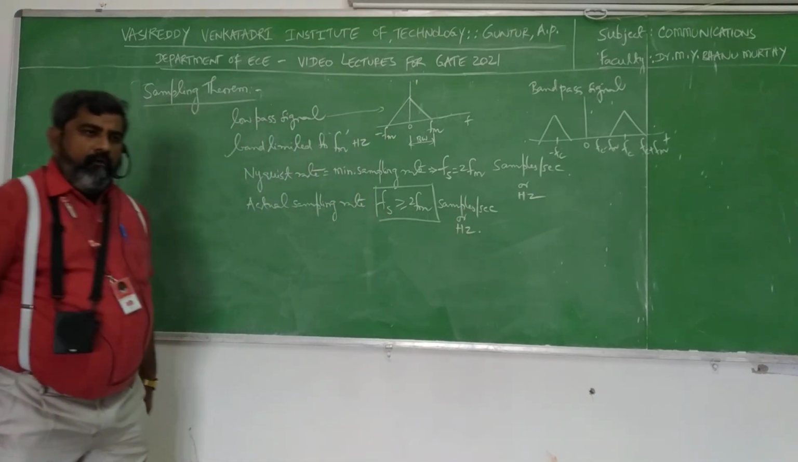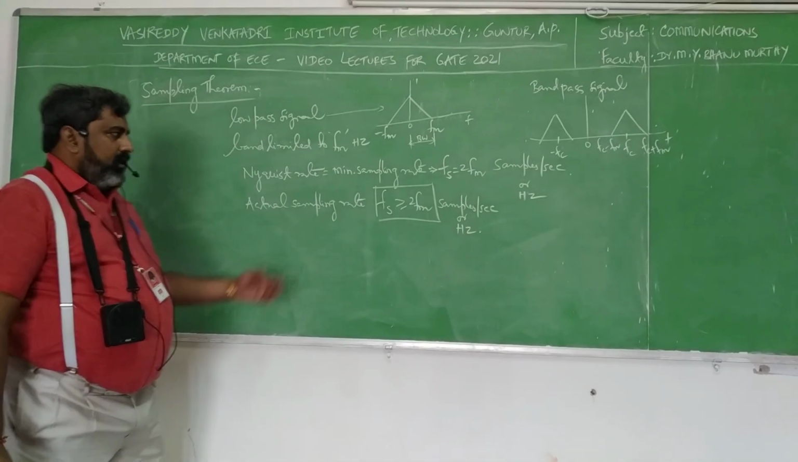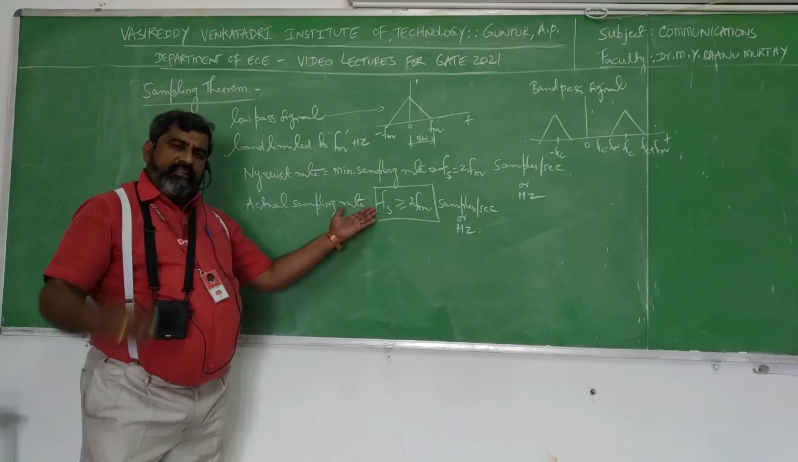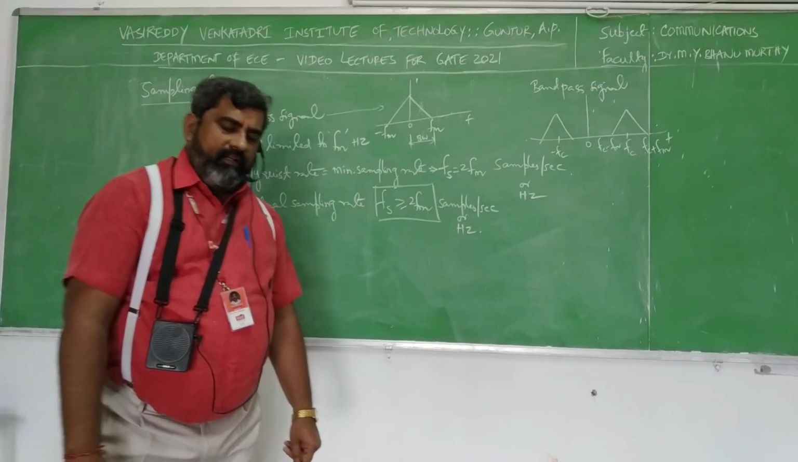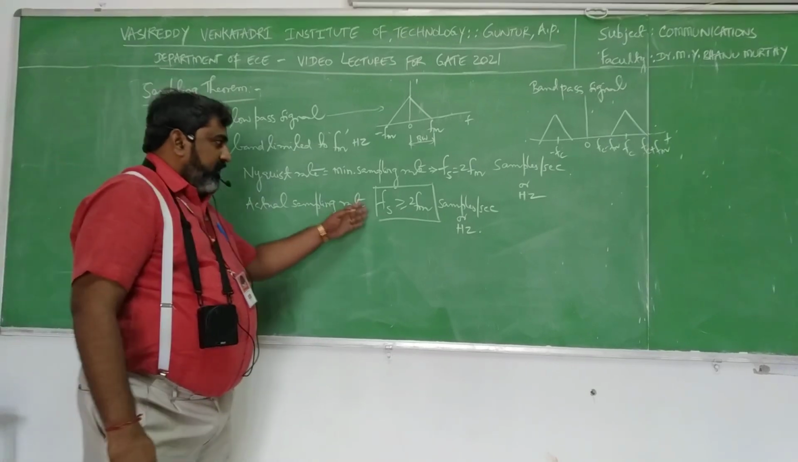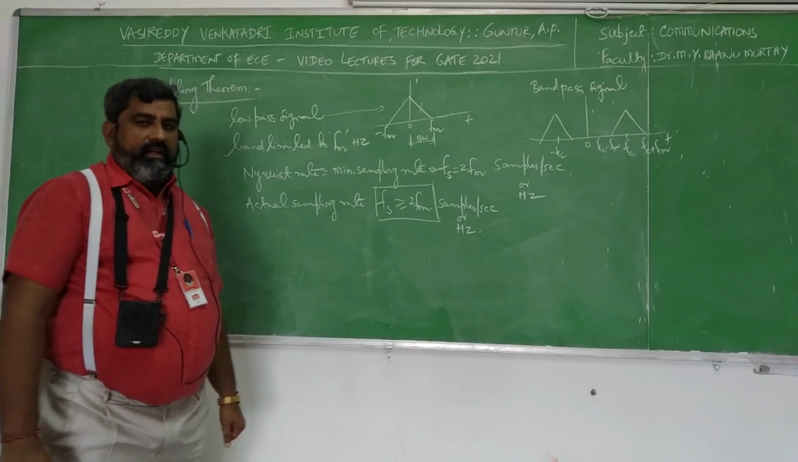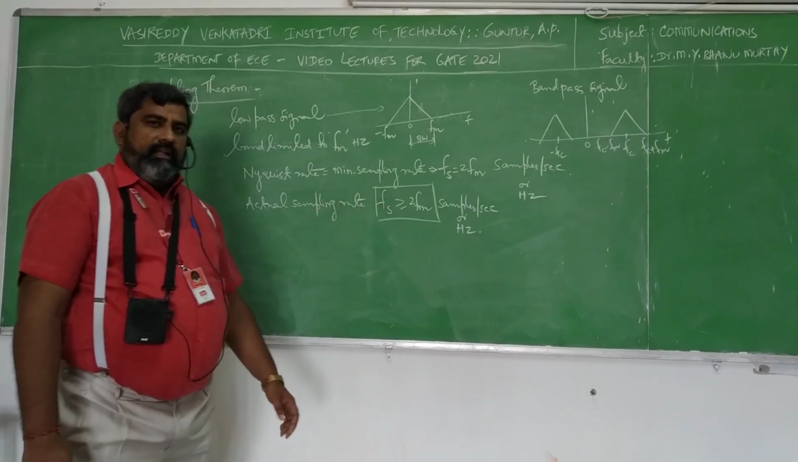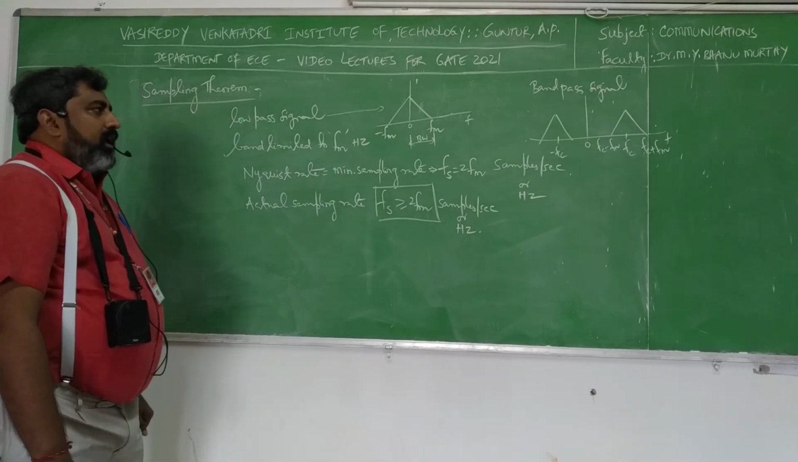We are going to prove all these things. So when Fs is equal to 2Fm or Fs greater than 2Fm, you will be able to recover your message signal perfectly without any distortion. But when Fs is less than 2Fm, you will have distorted recovery of your message signal at the receiver. That is the meaning of the statement of this sampling theorem.